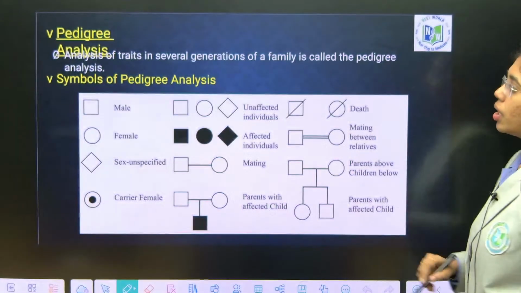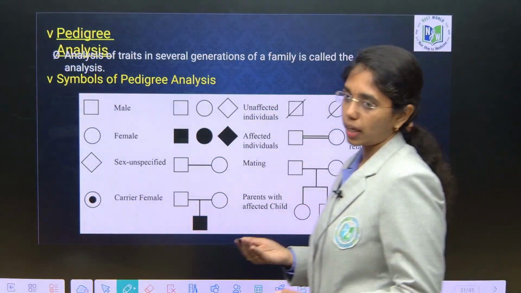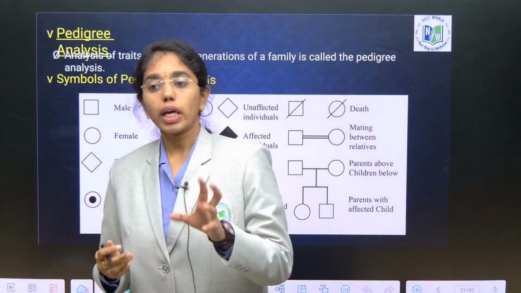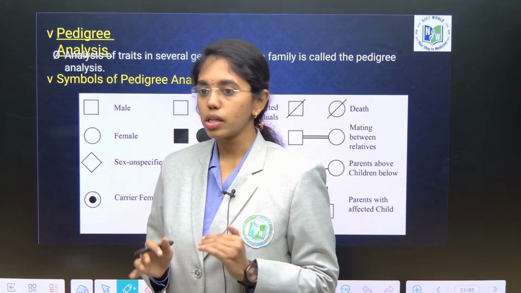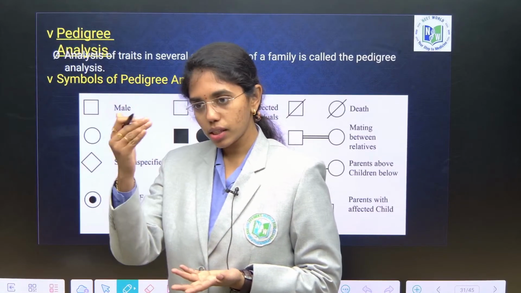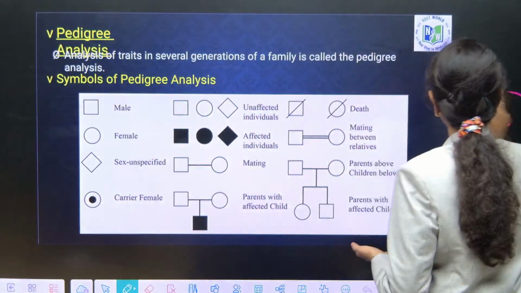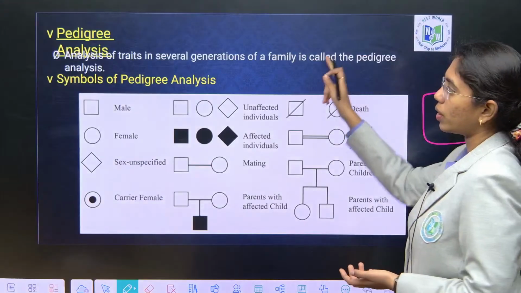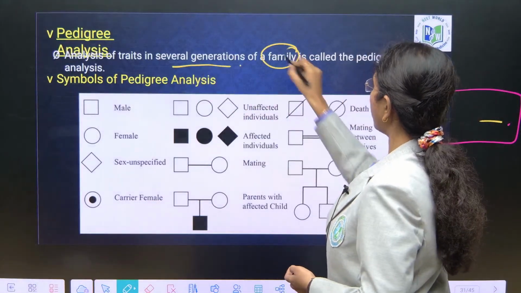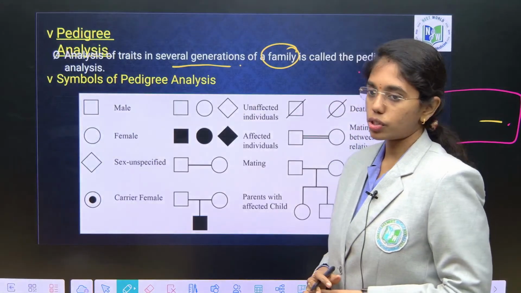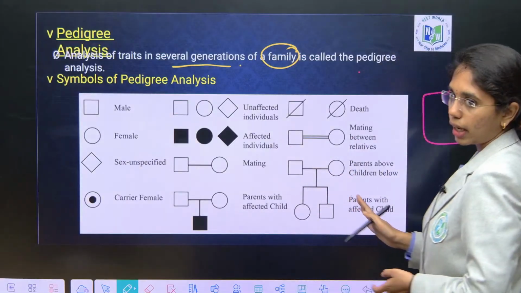pedigree analysis. Before looking into the pedigree analysis, you should actually know what is pedigree analysis. Looking into the complete family chart and their pattern of inheritance, we can identify the disease and its pattern of inheritance. So, making them completely visible in a single chart is known as what? Pedigree analysis. Analysis of a trait in several generations of a family is called pedigree analysis. You have to know the symbols and shapes clearly that we use in pedigree analysis.